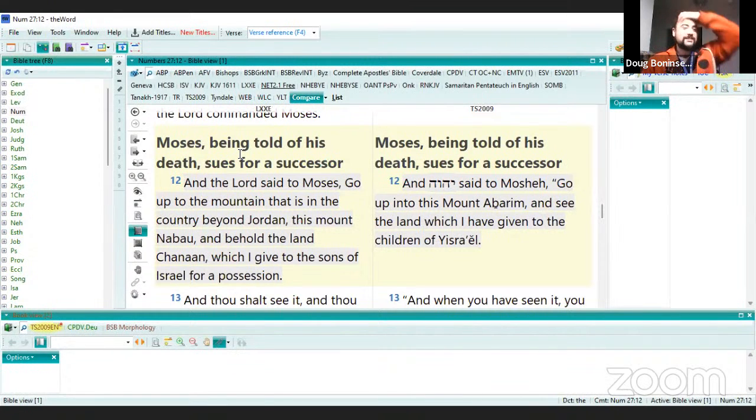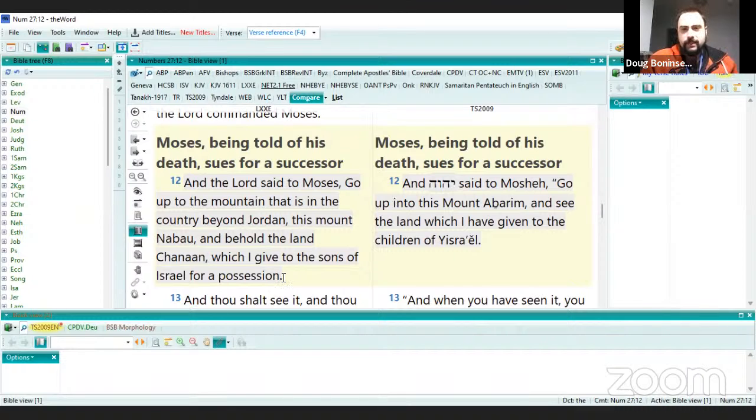And Yahuwah said to Moshe, "Go up to the mountain that's in the country beyond the Jordan, this Mount Nebo, and behold the land of Canaan, which I give to the sons of Yashrael for a possession."